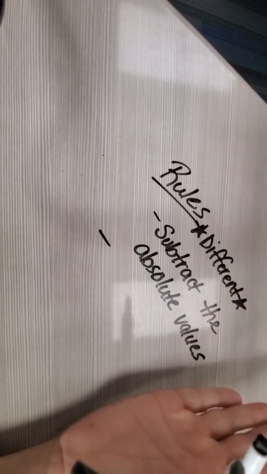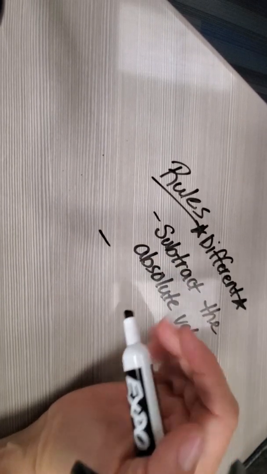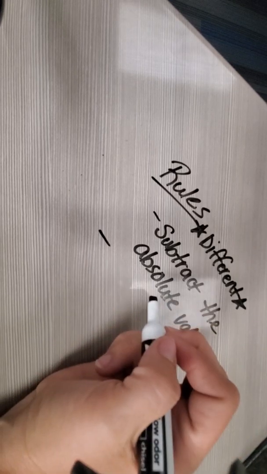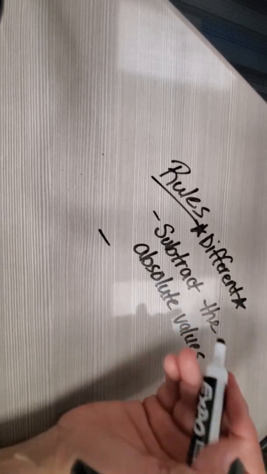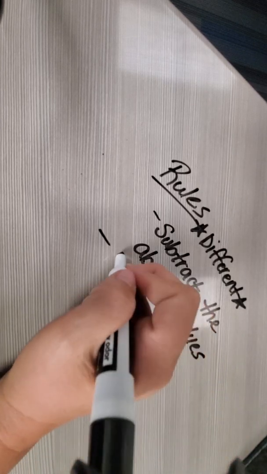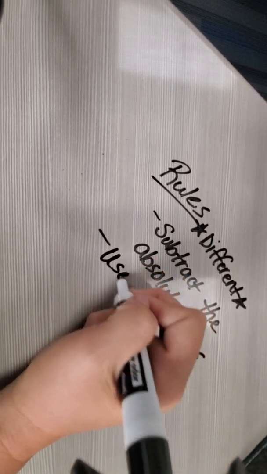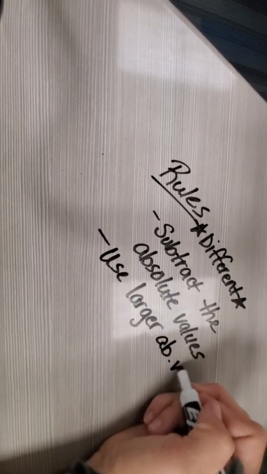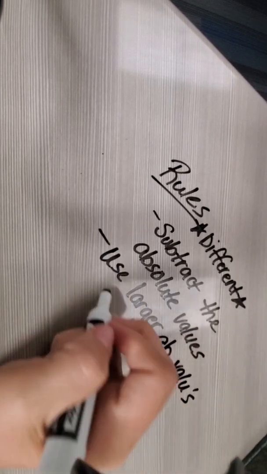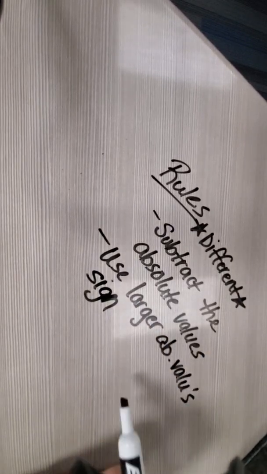And then once you have subtracted the absolute values, you decide if the answer is positive or negative by looking at the larger number's sign. Whatever absolute value is larger, you use its original sign. So use the larger absolute value's sign. Okay, so again, subtracting the absolute values, then using the larger absolute value's sign.